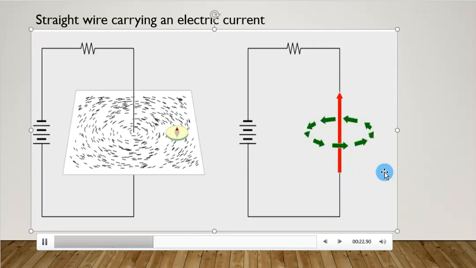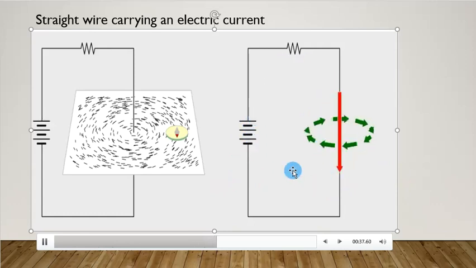Okay, and then we can reverse the polarity of the battery by making the negative come this way and the positive go up like that. And then you see the field is now reversing and current is going down because it's originating from the positive and going to the negative.